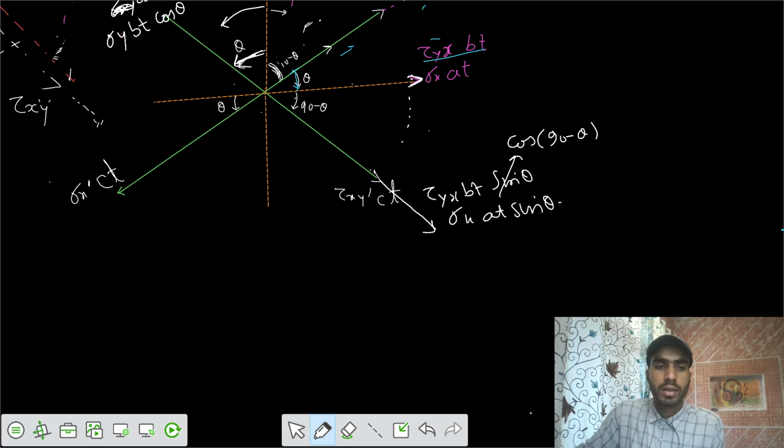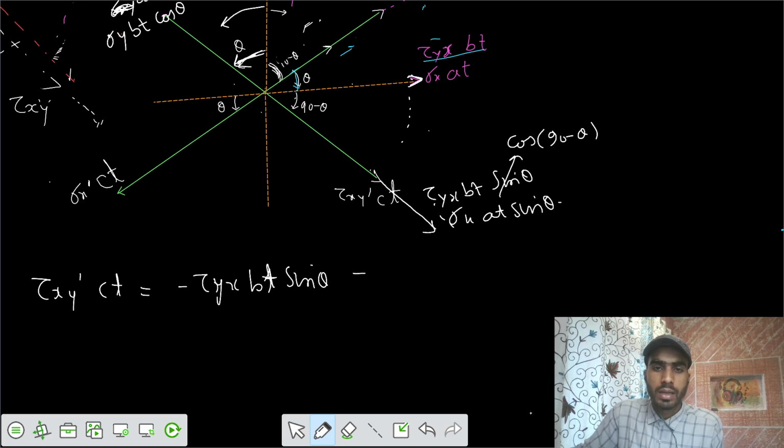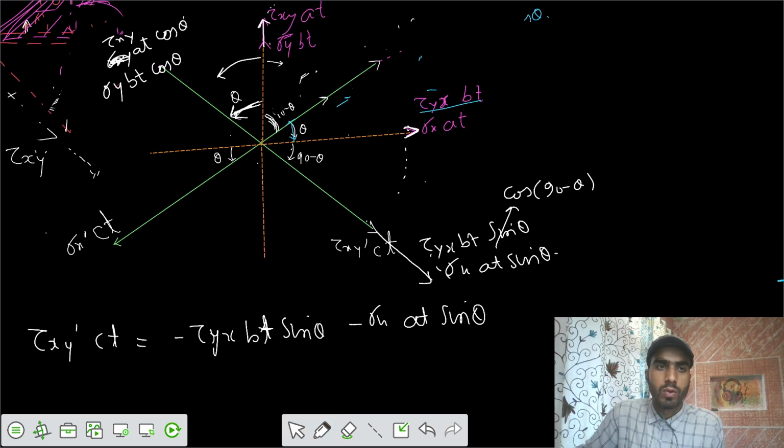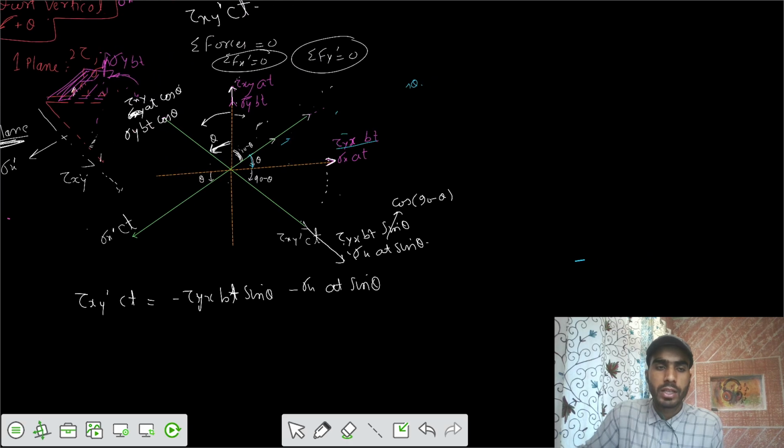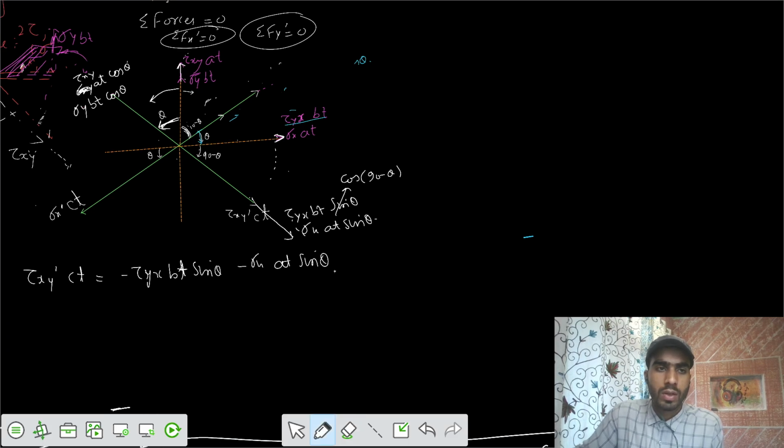Now you have to balance those. Let's write tau xy dash ct in one direction. Then you have to transfer these two, so we can write minus tau yx bt sine theta and minus sigma x at sine theta. Then you have those two more forces in the upward y dash direction, so we can write those two also: plus tau xy at cos theta plus sigma y bt cos theta.